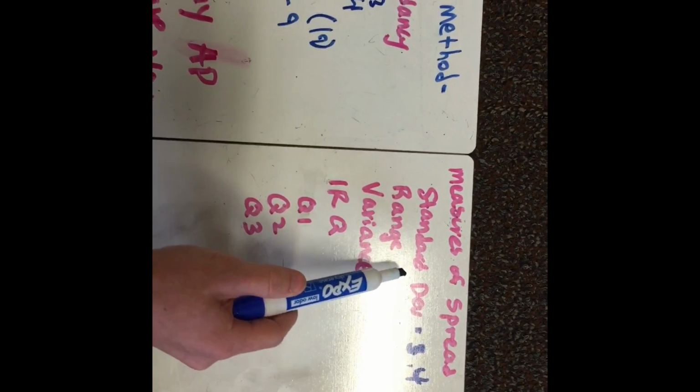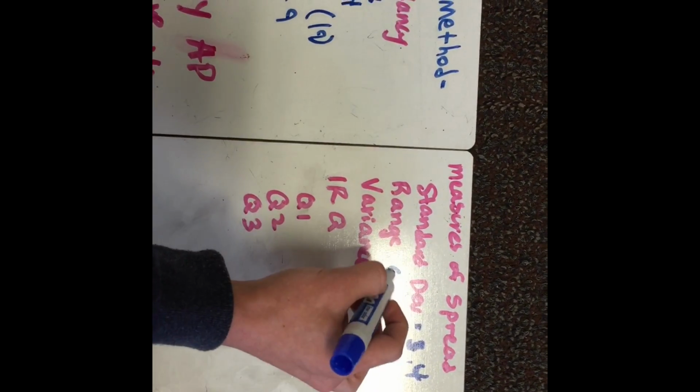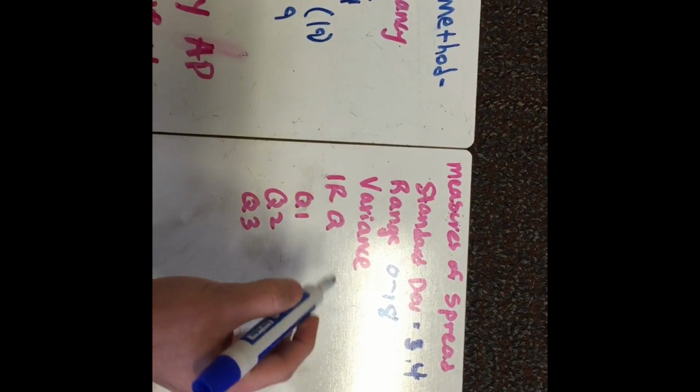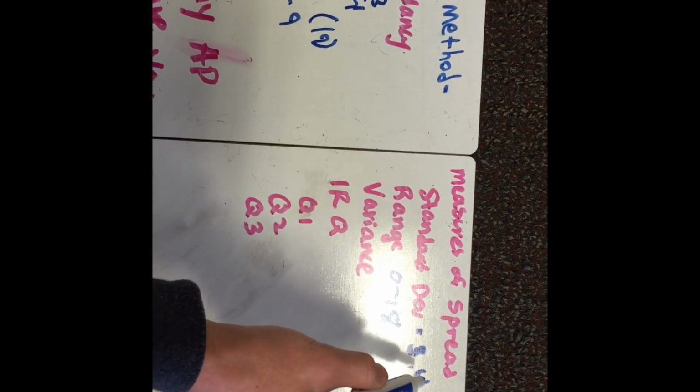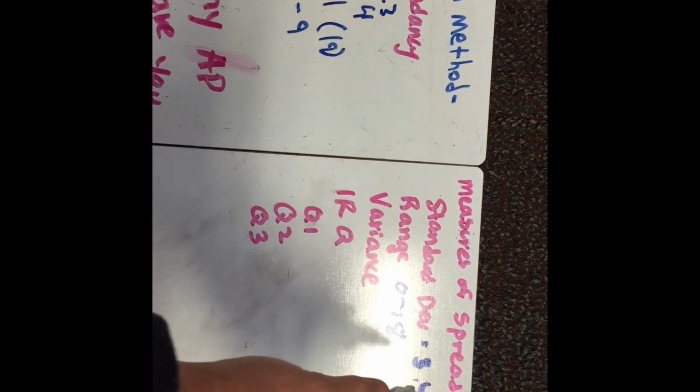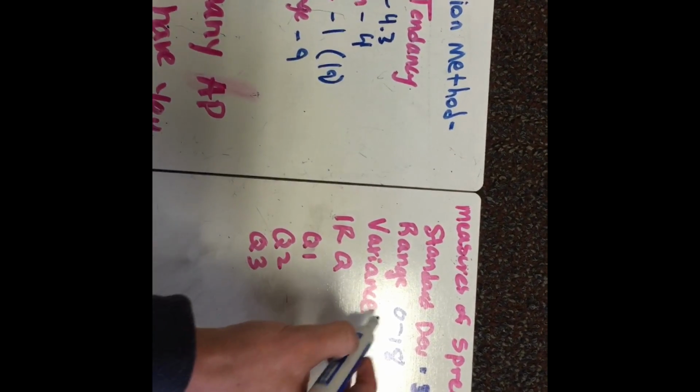The range is between 0 and 18. The variance, which is like the non-square root version of standard deviation, is 11.5.